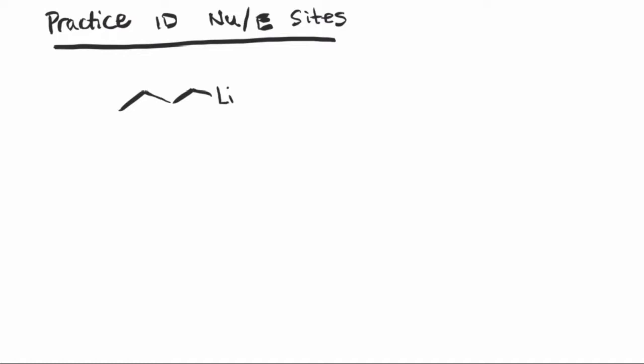Hopefully you noticed that there's a lithium here, and the lithium is a cation. So you can literally write this where that lithium has a positive charge. Therefore, on the other end of that bond, the carbon would have a full-on negative charge. Because of that, those lone pairs will be considered the nucleophilic center. What about this molecule?